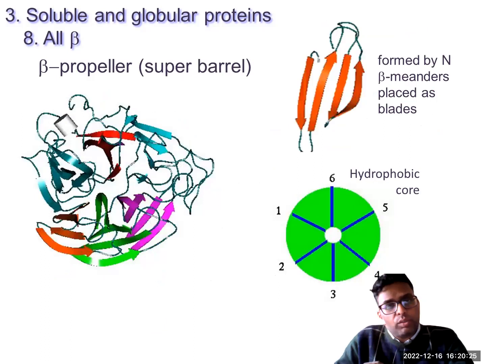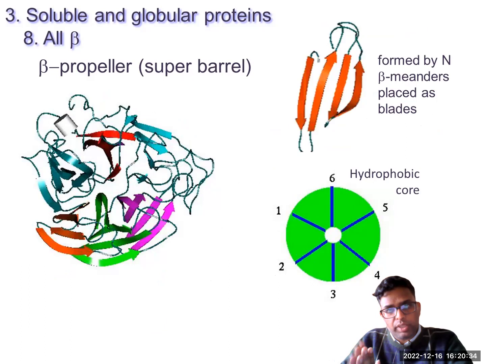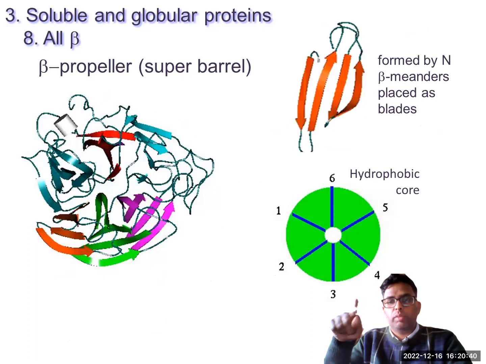Beta propeller is also one thing. Take the orange one, the upper right portion. So this is a beta meander. Beta meander, as I told you, is an orientation where there is a beta seed, then a loop, then a beta seed, then a loop, then a beta seed, then a loop, then a beta seed. Such a type of thing is a beta meander.